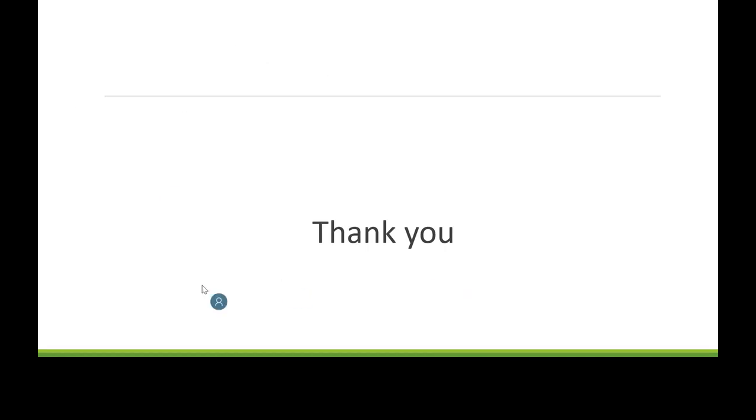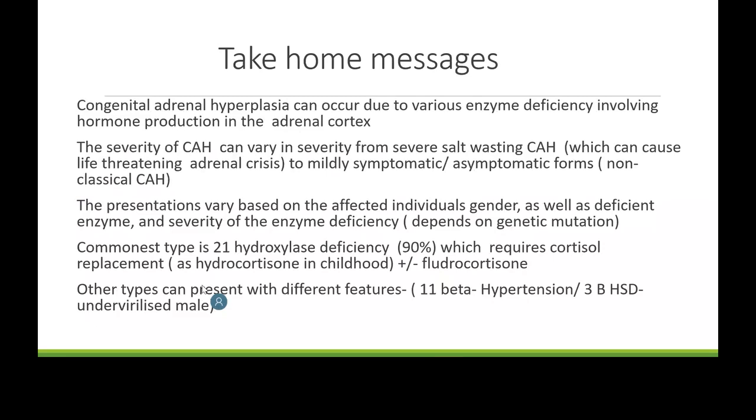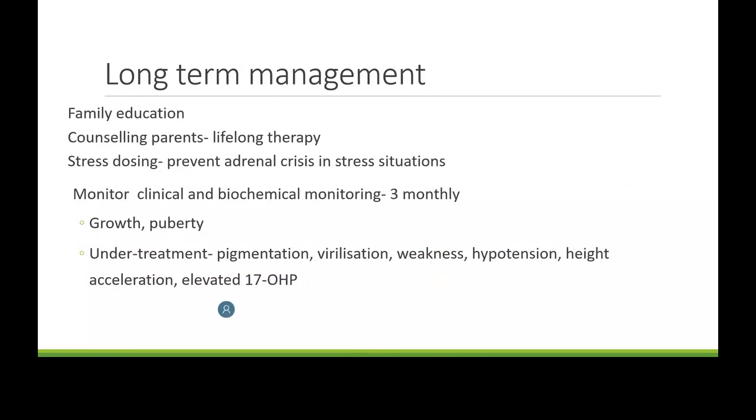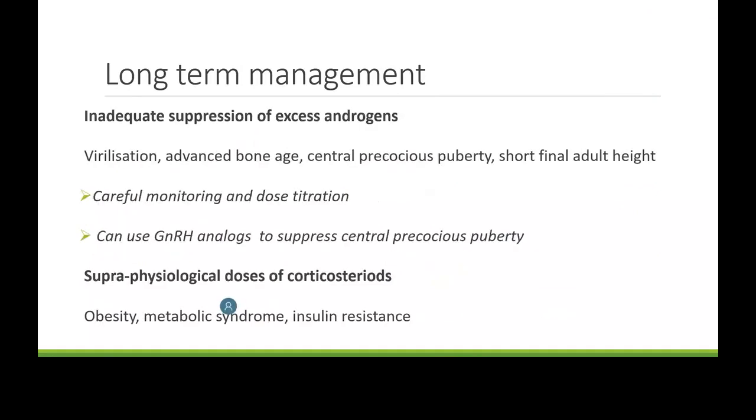And then if we are giving supraphysiological doses of corticosteroids over the long term, they may develop, especially in adolescence and adulthood, they are more prone to obesity, metabolic syndrome, insulin resistance, type 2 diabetes, osteoporosis. All the side effects of steroid excess can develop over time. So it's very common for adults to have these problems.